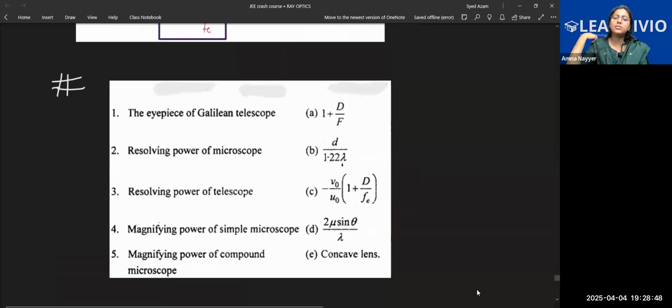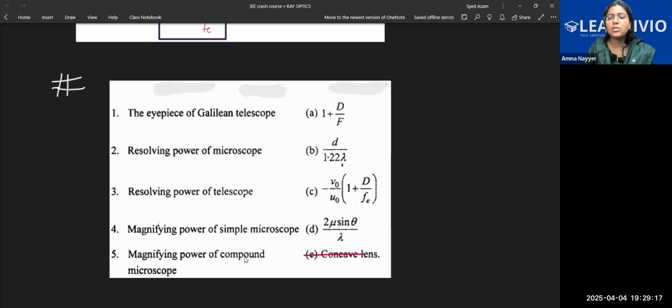This is what I was talking about. The eyepiece of Galilean telescope is 1 by D by F. Resolving power of microscope is D by 1.22 lambda. Resolving power of telescope is minus V naught by U naught times 1 plus D by Fe. Magnifying power of simple microscope is 2. The refractive index sine theta by lambda. Magnifying power of compound, this you leave.